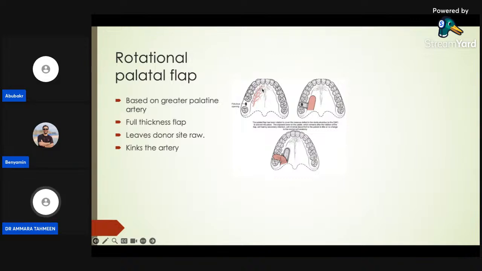So this is a palatal flap, and the majority of the palate is supplied by the greater palatine artery. So what they do here is they place an incision like this, and they make a flap out of the palatal mucosa based on the greater palatine artery. Once the dissection is carried out, this flap is rotated into the defect area.